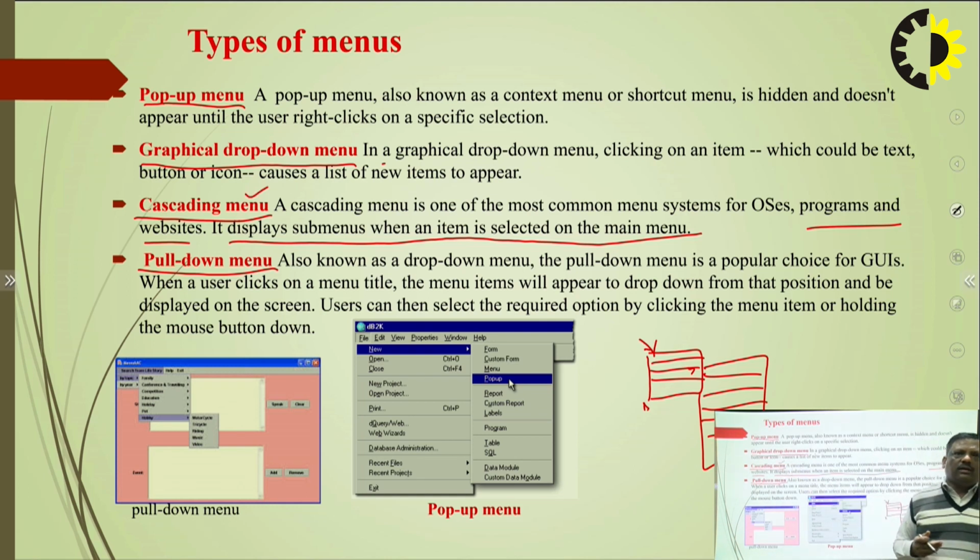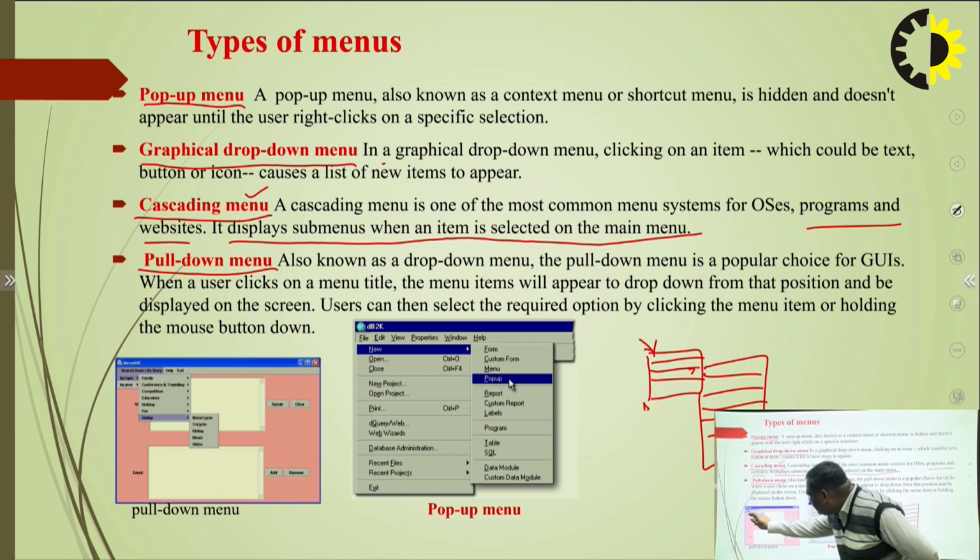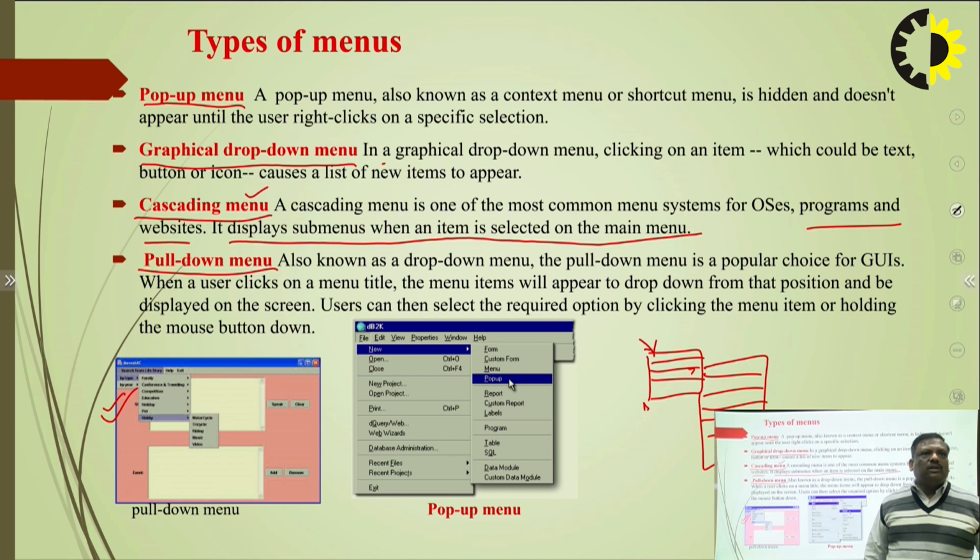When this type of list is present in our menu item, or a menu list is present on our screen, that is a pull down menu. Pull down menus, you see pull down menus. This one is a pull down menu. Pull down menus are also known as drop down menus.